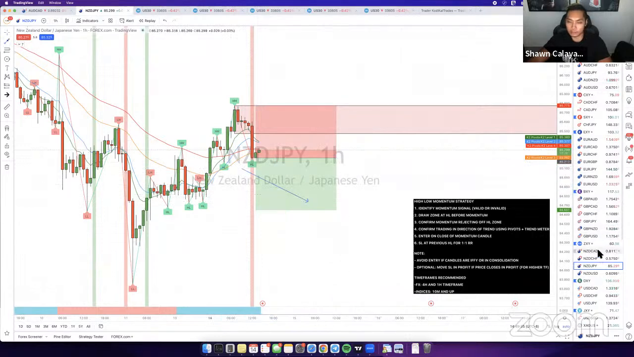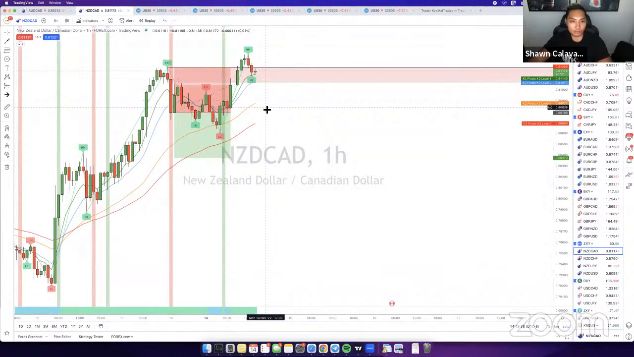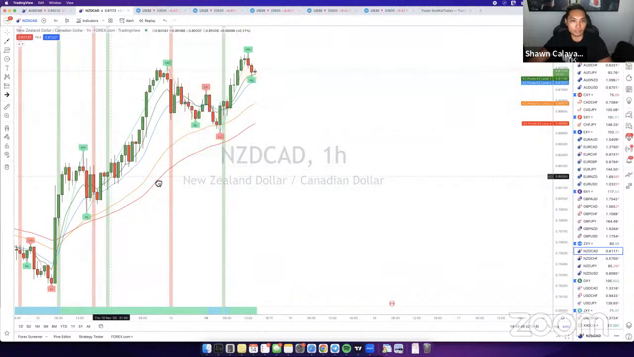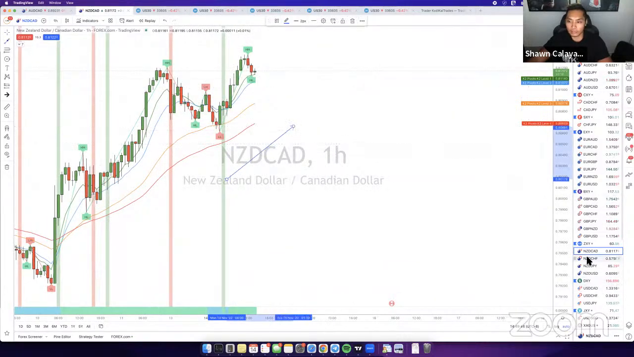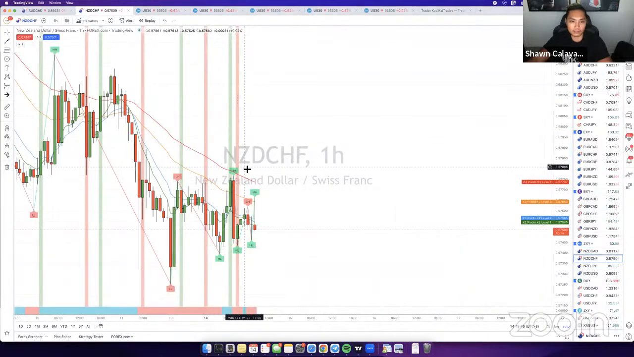So if you look over here to NZD, just make sure everything here is also going down. For NZD CAD over here, it's actually going up. So this shows that the NZD is actually strong. Looking over here at NZD CHF, this is actually going in conjunction with the JPY.